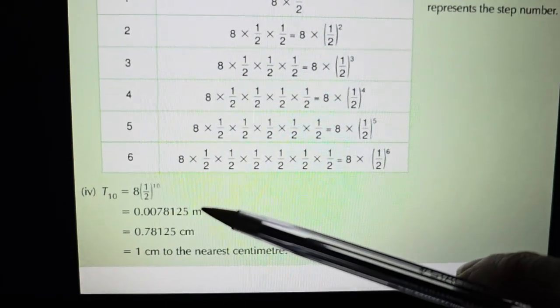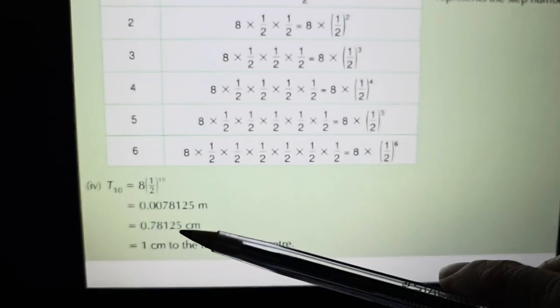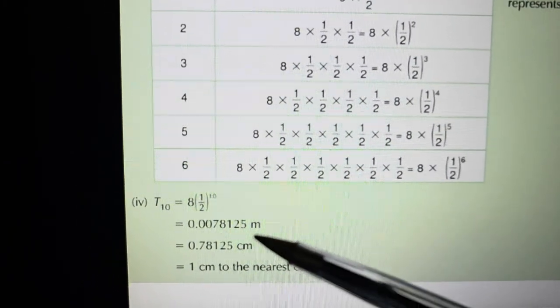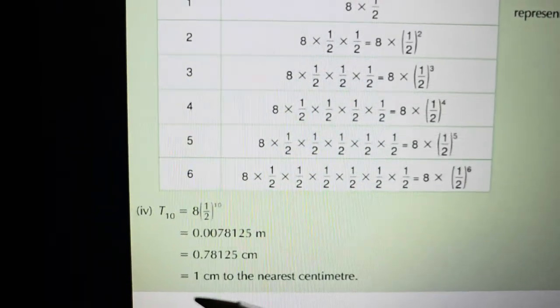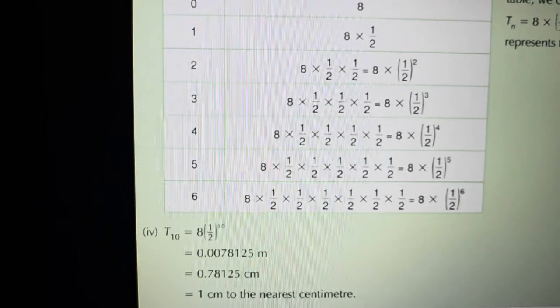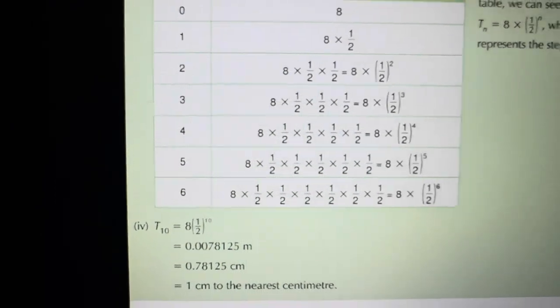There are 100 centimetres in a metre, so all I have to do now is multiply that answer by 100 and you'll get 0.78125 centimetres. Round that to the nearest centimetre, they said, so that would be approximately 1 centimetre. So after 10 steps or 10 moves, she's roughly 1 centimetre from the wall at that stage.